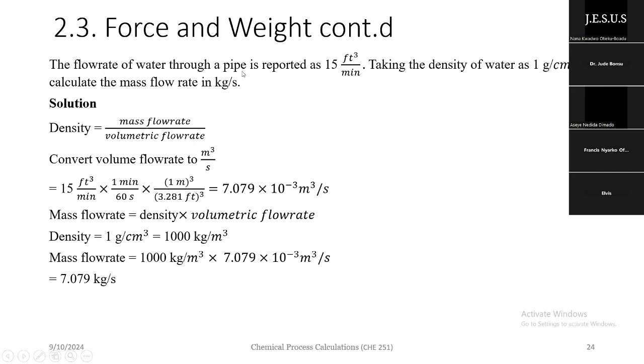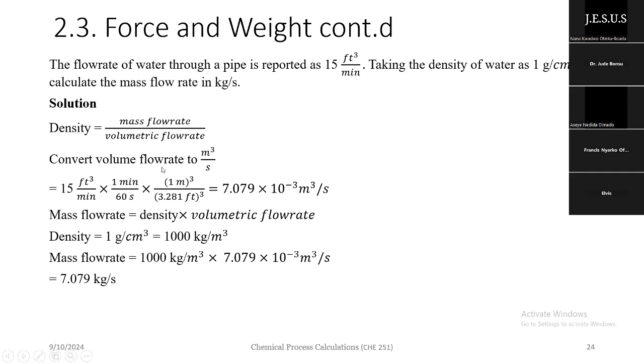We have the flow rate of water flowing in a pipe as 15 feet cube per minute, and then the density given is 1 gram per centimeter cube. First of all, I said that the density is mass over volume. You should just forget about the flow rate. If there is a flow rate, then it should be attached to both of them, because the flow rate is just per time. So if both have per time, it's fine.